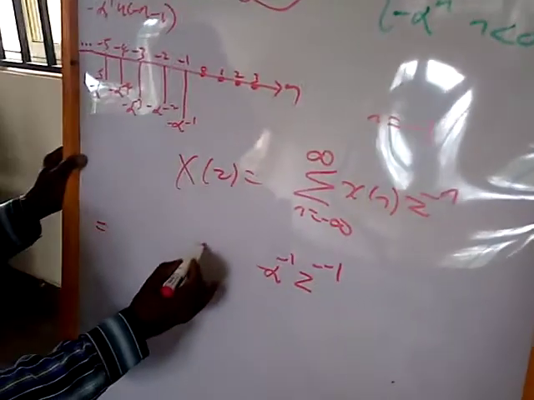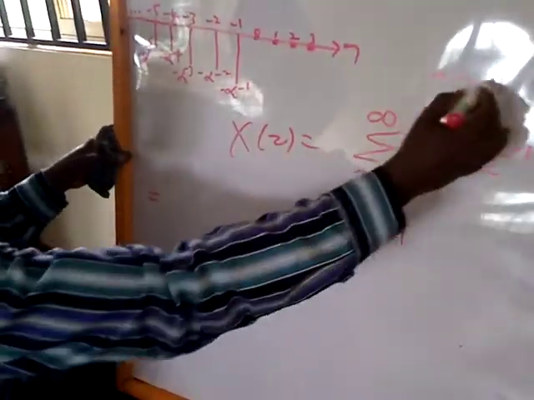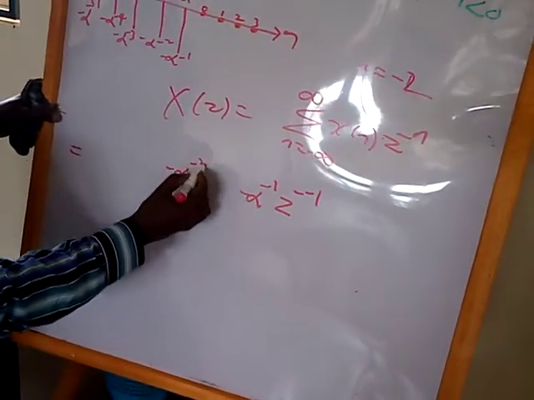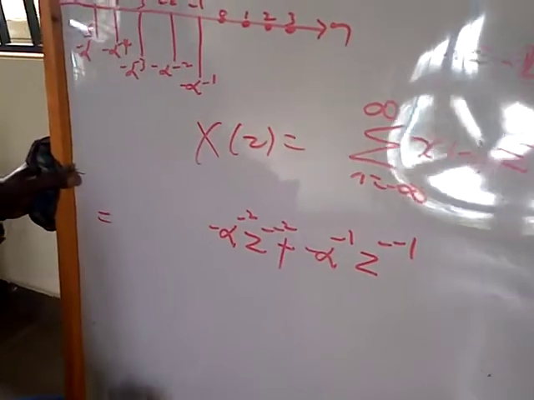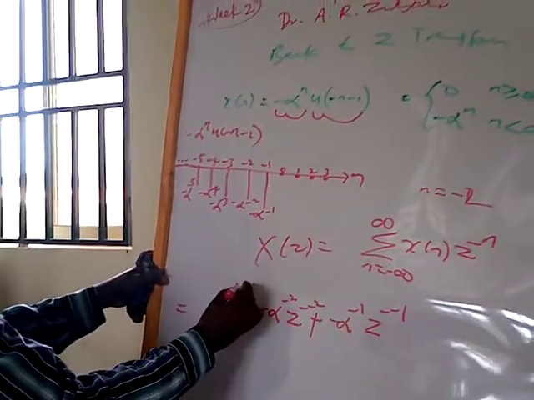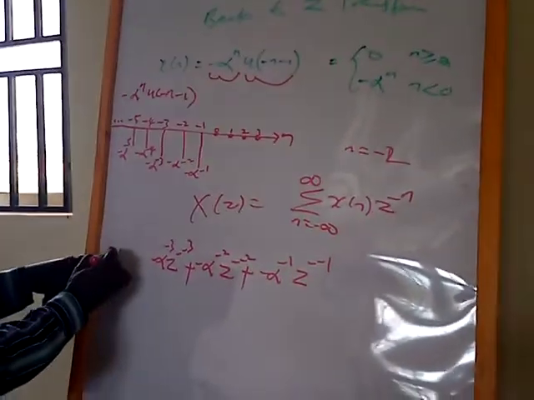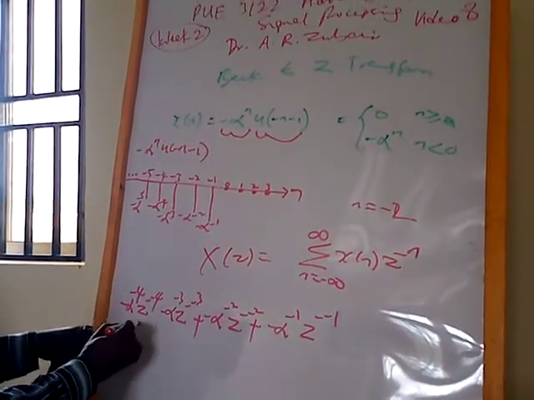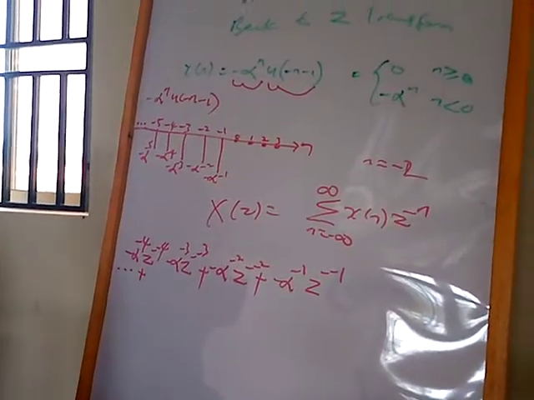Let me move on to n equals minus 2. If n is minus 2 now, what am I going to have? The value here is minus alpha minus 2, z raised to power minus minus 2. Let me move on to minus 3. This will be minus alpha minus 3, z raised to power minus minus 3. Let me move on to minus 4. Minus alpha raised to power minus 4, z minus minus 4. I can continue that way to minus 5, to minus 6, to minus 7. But let me stop here.